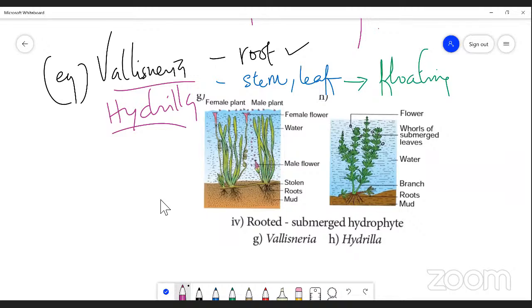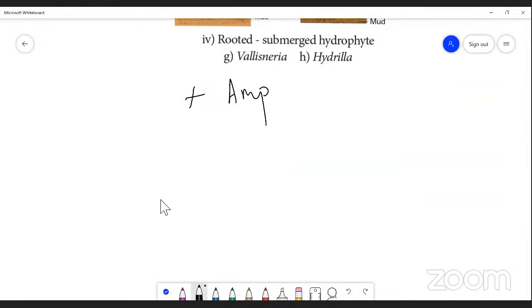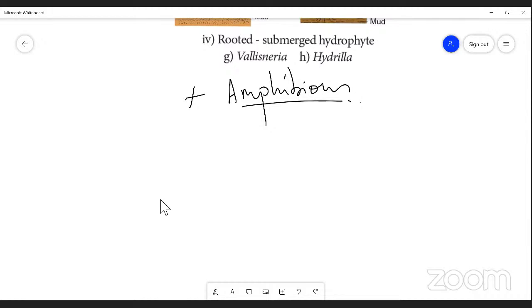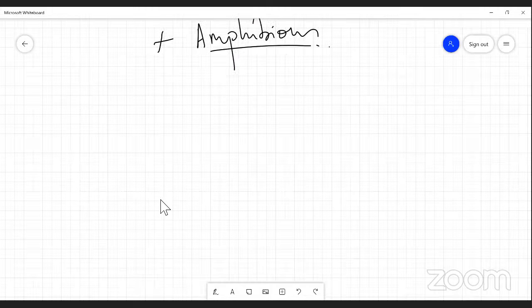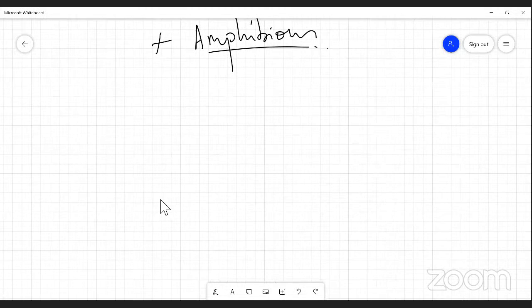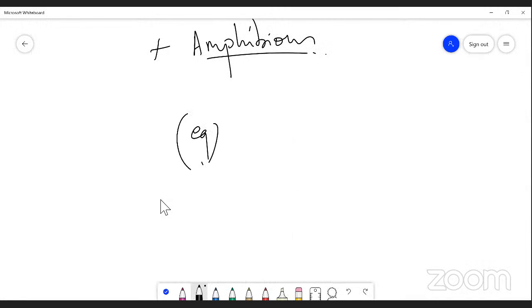And last, one more category, that is amphibious, which shows Ranunculus and a type of Sagittaria. Here are the examples of the amphibious category. I'm talking about the last category, amphibious. Amphi means both sides, so it shows both characteristic features, aerial and aquatic. I'd like to give examples for the amphibious category. The first one is Sagittaria. And one more example, which is very typical, that is Ranunculus.